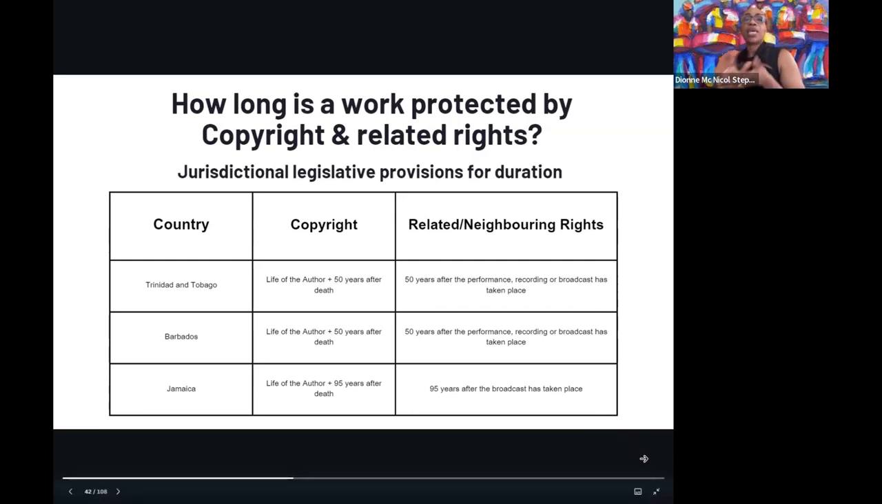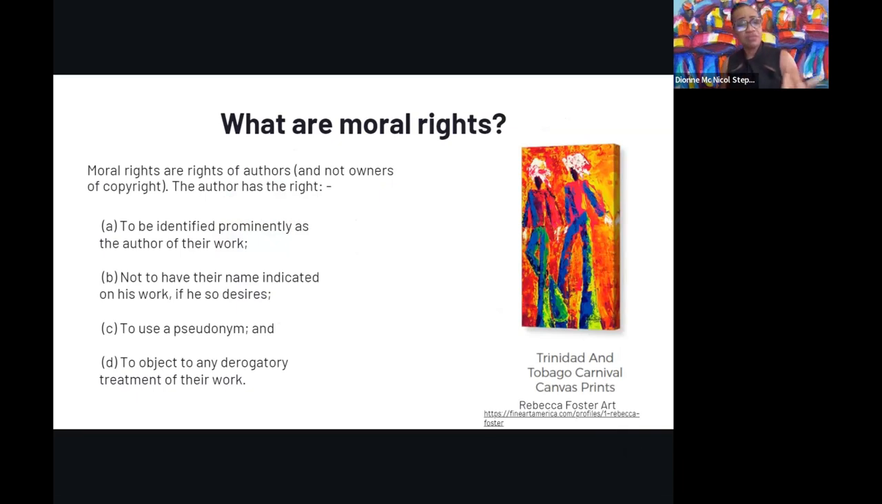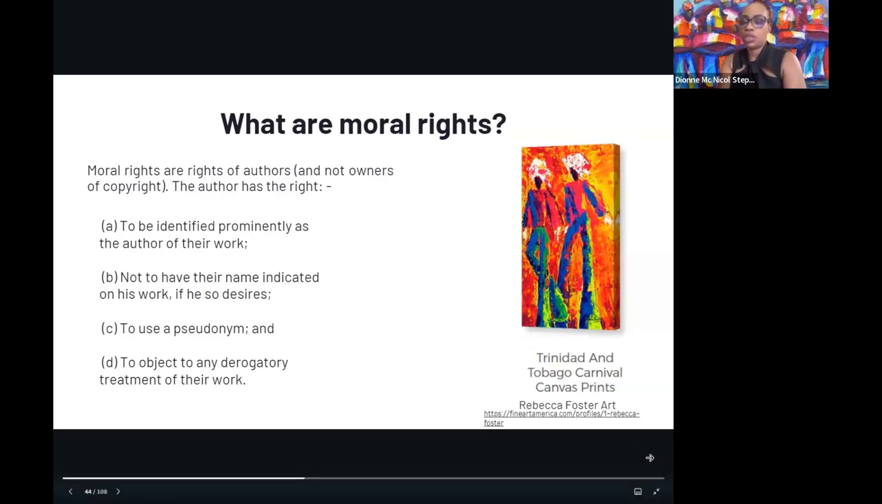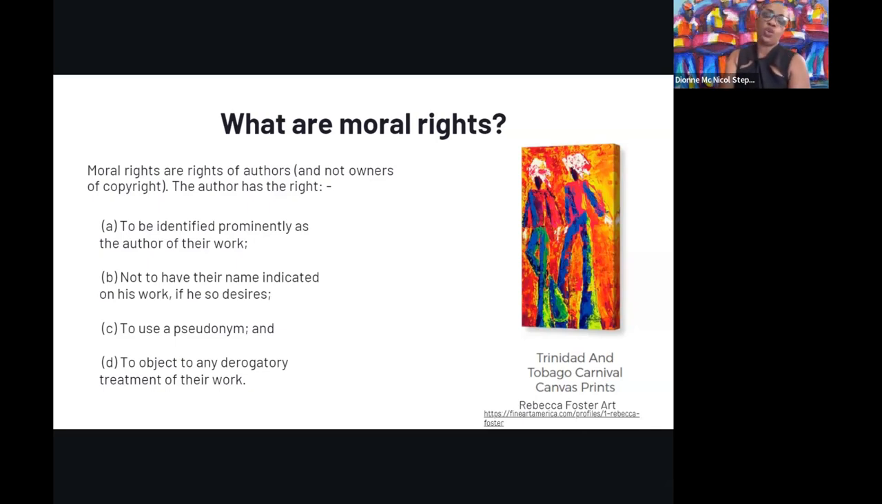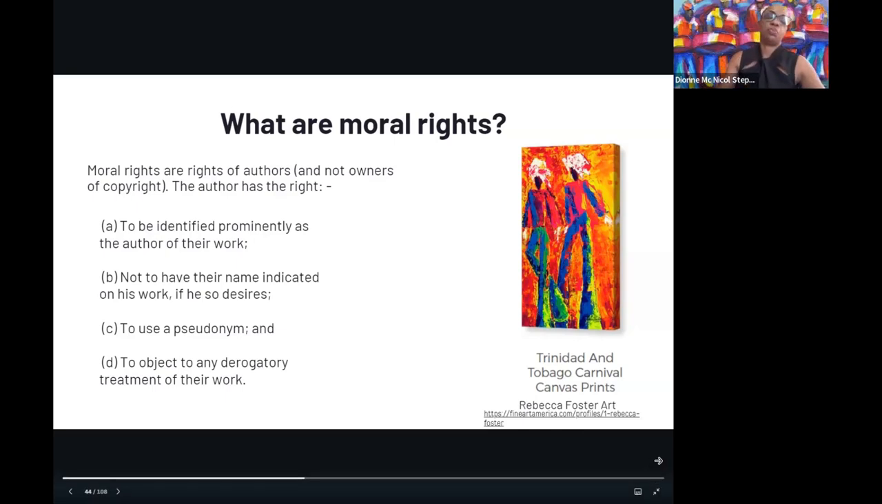But your moral rights basically protect you from not being identified as the author of the work, or you can determine that you don't want to be identified, right? Which was the case of the writers of the song that Nicholas spoke to, their names actually being ghostwriters. Or to use a pseudonym as they did, or to object to any derogatory treatment of your work. So with moral rights, you can say, no, when you do a cover of my song, you cannot change that to that. If you are using my costume, and I've intended it to be used in this particular way, no, you cannot use it in a way that I think is derogatory. So it's based on the objective view of the owner of the right.